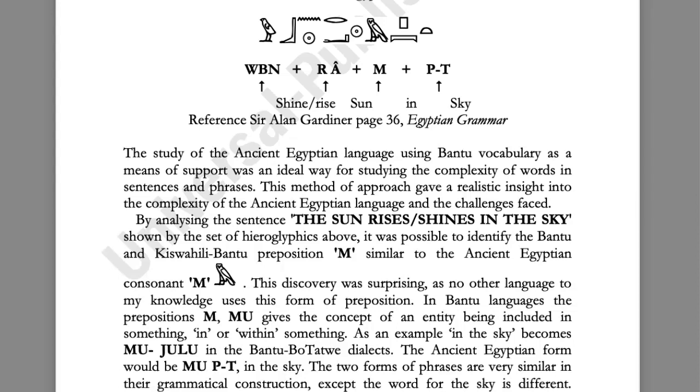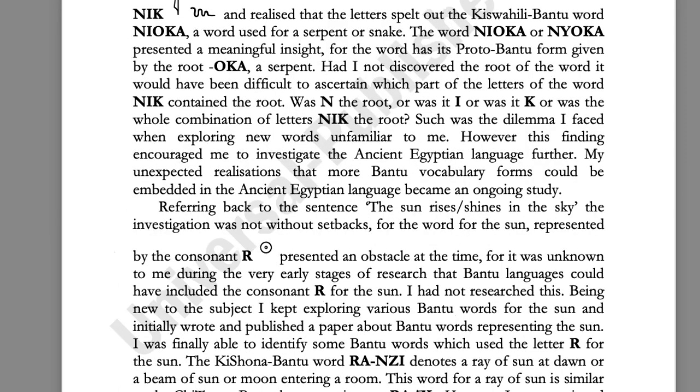Nick, symbolized by, if you can see the cursor, the letter spelled out the Kiswahili word nyoka. Nyoka being the pronunciation, a word used for a serpent or snake. The word nyoka, you see how the Bantu language doesn't lose the vibration, though the spelling may be different. There's that vibration that is constant.